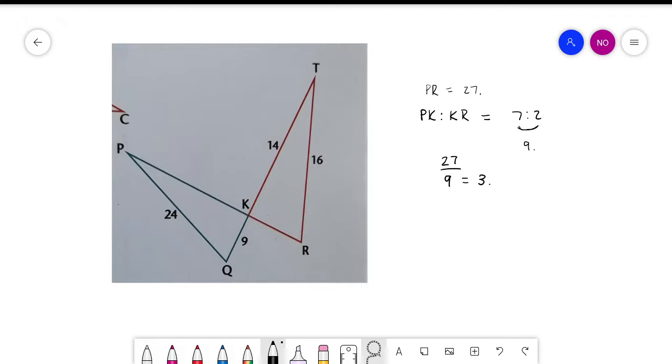Relationships. Okay. So in other words, KR accounts for 2 times the constant. So KR will be 6. And PK accounts for 7 times the constant. So it'll be 21. Okay. And you can check yourself.